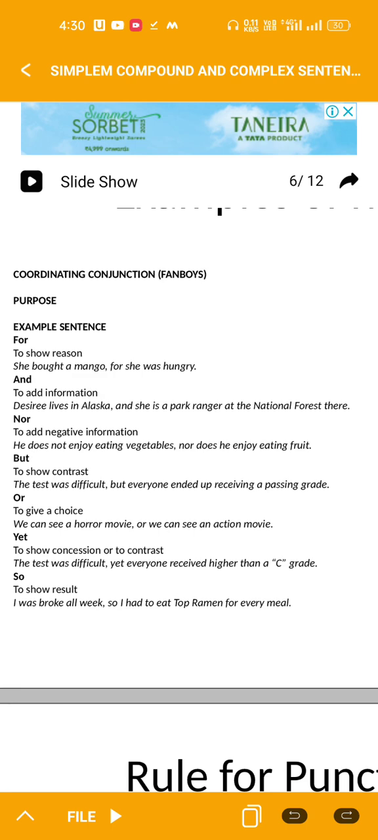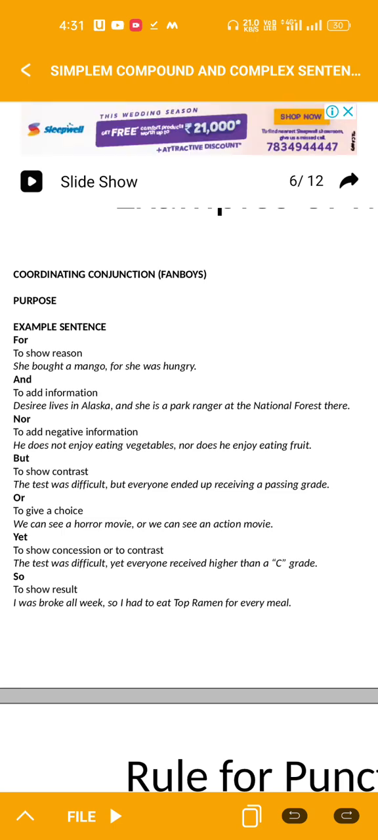So, nor is used to add negative information. He does not enjoy eating vegetables, nor does he enjoy eating fruit. So, he does not enjoy eating vegetables is a separate independent clause which can exist on its own. He does not enjoy eating fruit is again an independent clause. So it has been joined by the conjunction nor, in order to make a compound sentence.